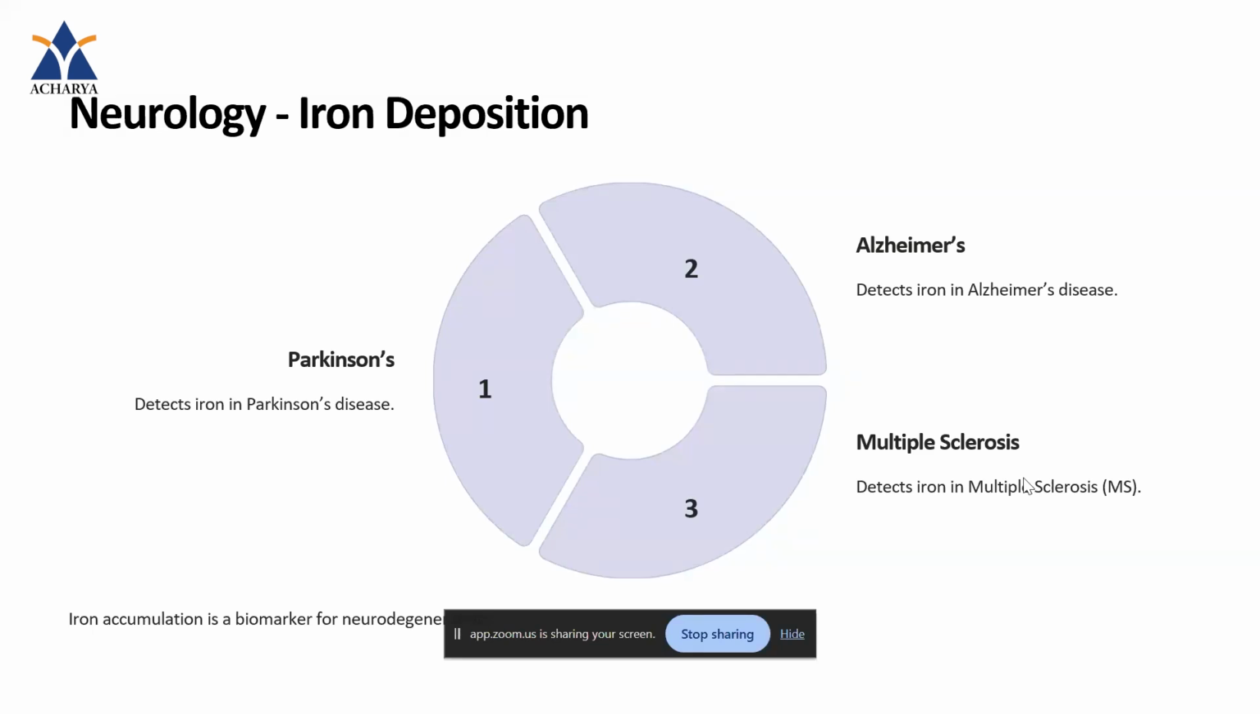In Parkinson's, we can detect this iron in the substantia nigra area of the brain, and in Alzheimer's disease we can detect this iron accumulation in the hippocampus and the cortex region. Also, iron can be detected in multiple sclerosis.